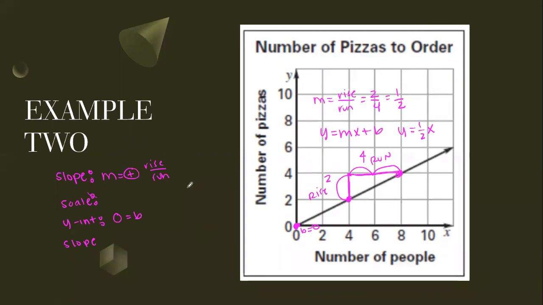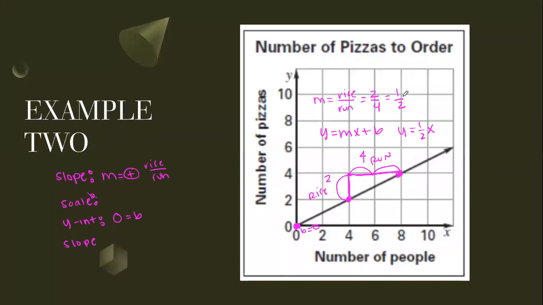So this is saying, for the number of pizzas and the number of people, for 0 people, there's 0 pizzas. That's what the y-intercept is telling me. That makes sense. 0 people, 0 pizzas.